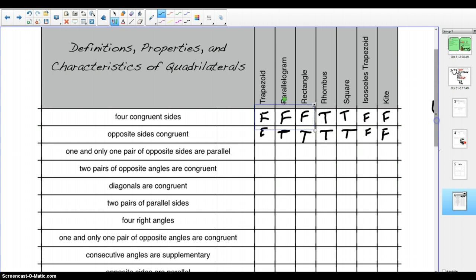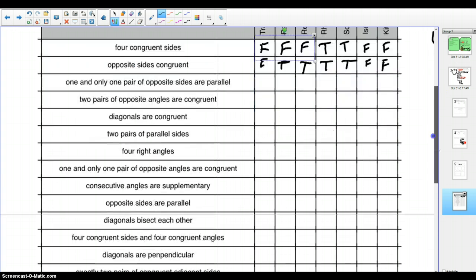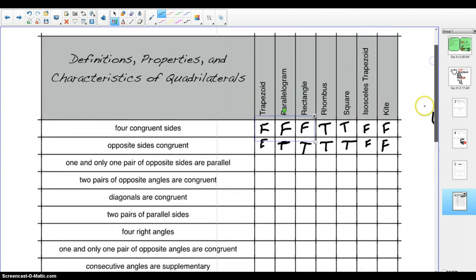And you're going to continue doing that for the rest of the table. You can do T and F for true and false, or you can just shade entire squares to represent one of the two and leave the others blank. Whatever you want, so long as you know what it means.